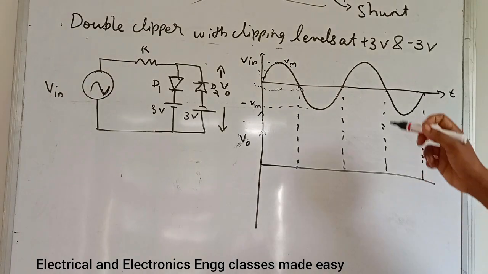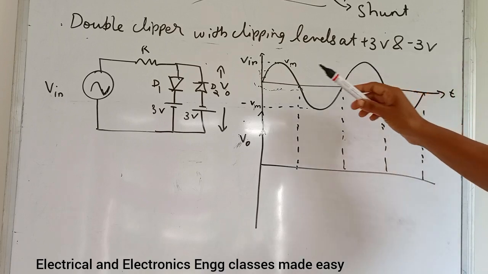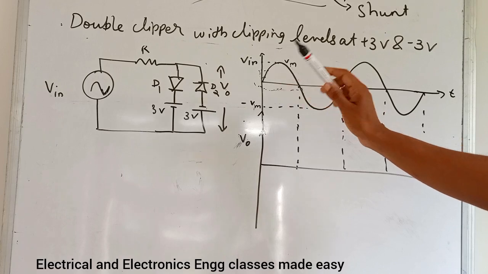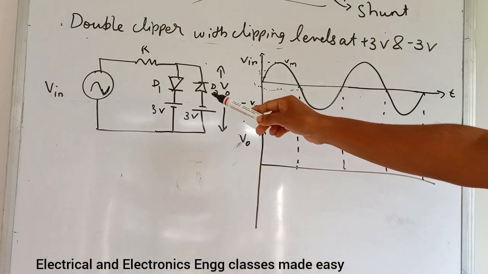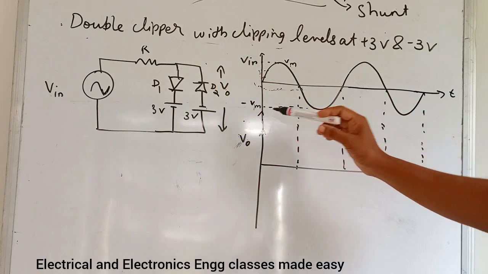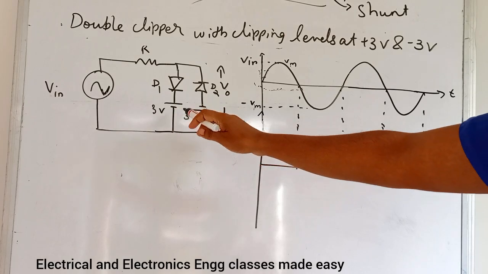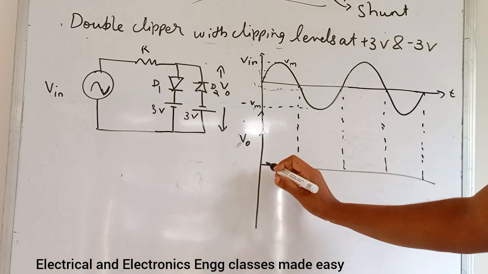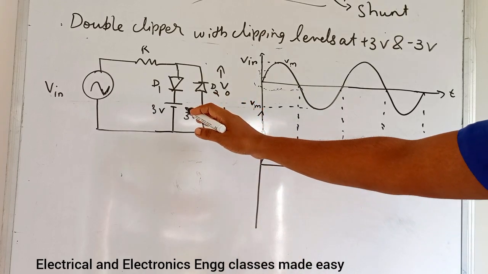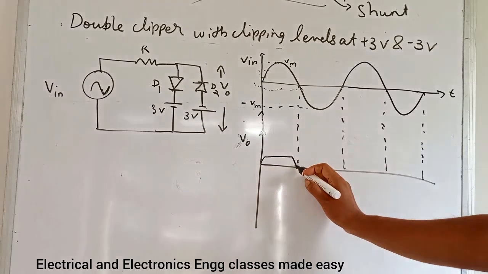Next is double clipper with clipping levels at plus 3 volt and minus 3 volt. So this is the merging of positive and negative clippers. During the positive half cycle, this one will be conducting. Here there is a voltage source, that is 3 volt. So up to this 3 volt it will not conduct. Above this 3 volt, it will be conducting. So we will get a waveform like this.